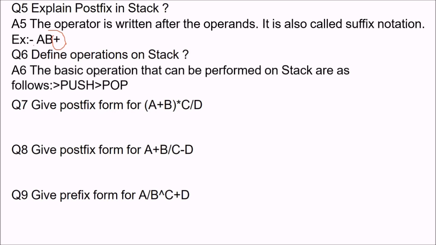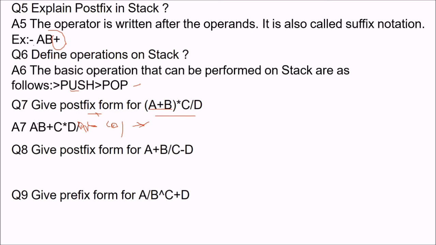Define operations of stack. You can perform push and pop. You want to place an element, you do push. You want to take out an element, you do pop. Give the postfix form of (a plus b) star (c divide d). So that will be the postfix. Okay. So how are we going to do this? First we'll write star. Then we do ab plus, and then we do cd divide. So this is how it is done.